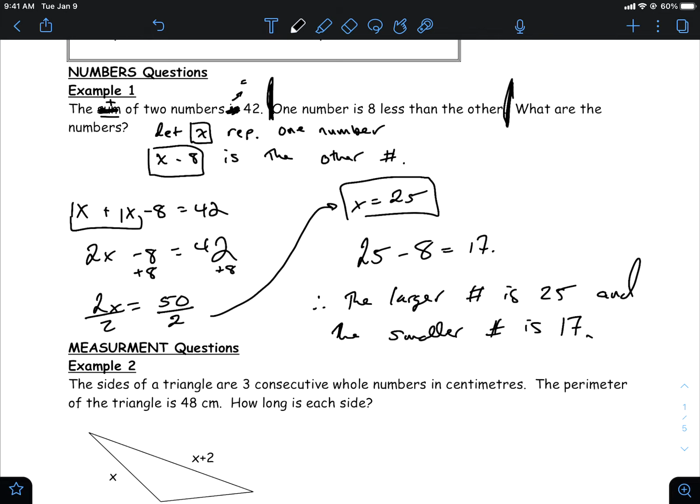Now the next one requires you to know a little piece of information. I wonder if you guys know what it is. Sides of a triangle are 3 consecutive whole numbers in centimeters, okay? The perimeter of the triangle is 48 centimeters. How long is each side? Yes, Declan? 15 centimeters. Okay, I don't know if it's 15 yet or not. Well, x is 15. Oh, okay. Not each side, because they're different.